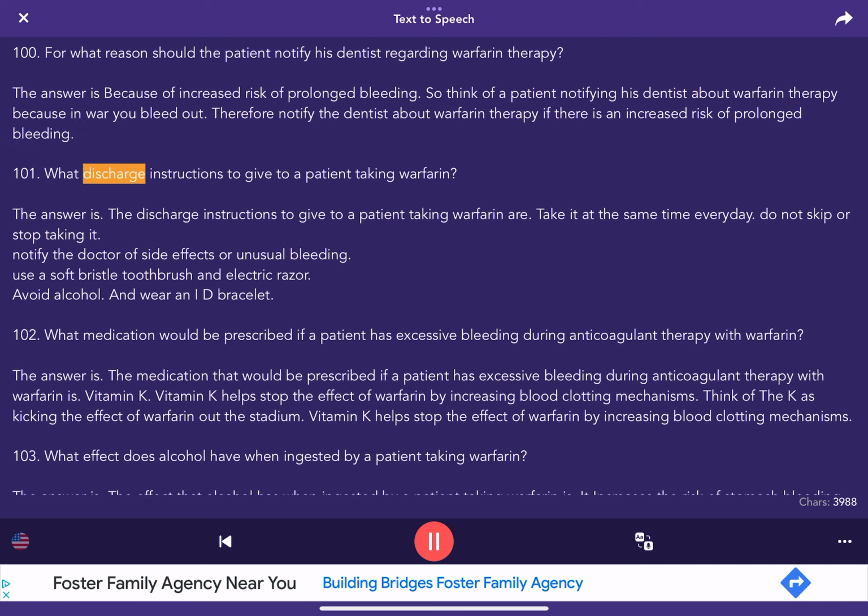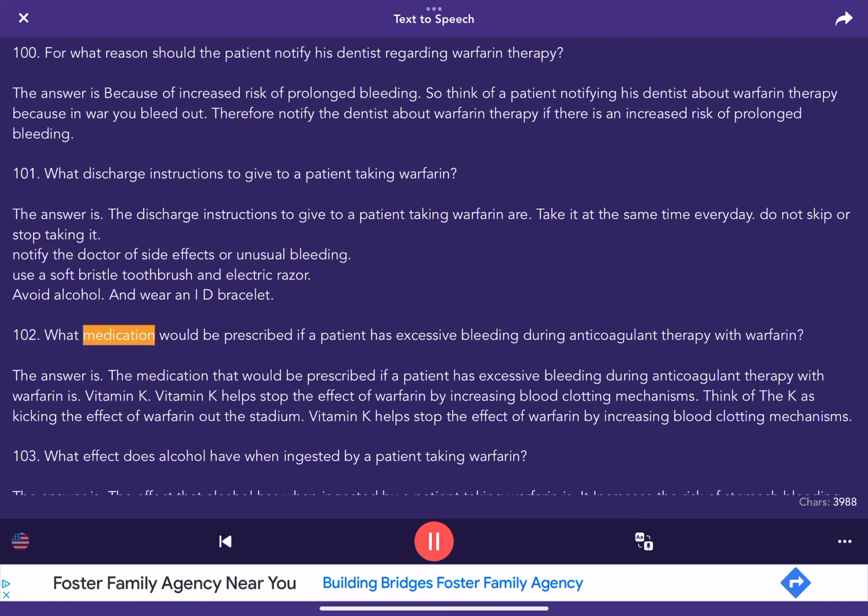101. What discharge instructions to give to a patient taking warfarin? The answer is, the discharge instructions to give to a patient taking warfarin are, take it at the same time every day, do not skip or stop taking it, notify the doctor of side effects or unusual bleeding, use a soft bristle toothbrush and electric razor, avoid alcohol, and wear an ID bracelet.